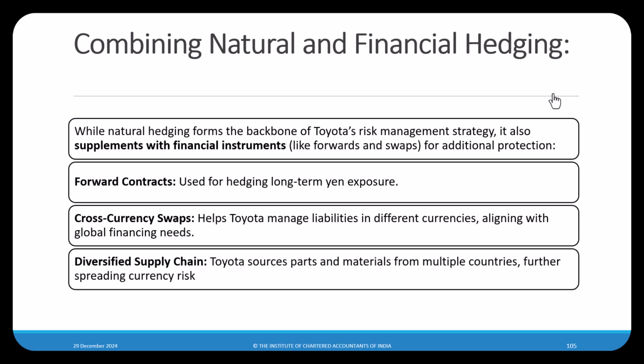Okay. Diversified supply chain. Toyota sources parts and materials from multiple countries, further spreading the currency risk. So this is diversification, because they are sourcing parts and materials from multiple countries. So they are exposed to many other currencies for inputs they are importing from various countries. Because when you have exposure in different currencies, rather than just a single currency, you can protect yourself.